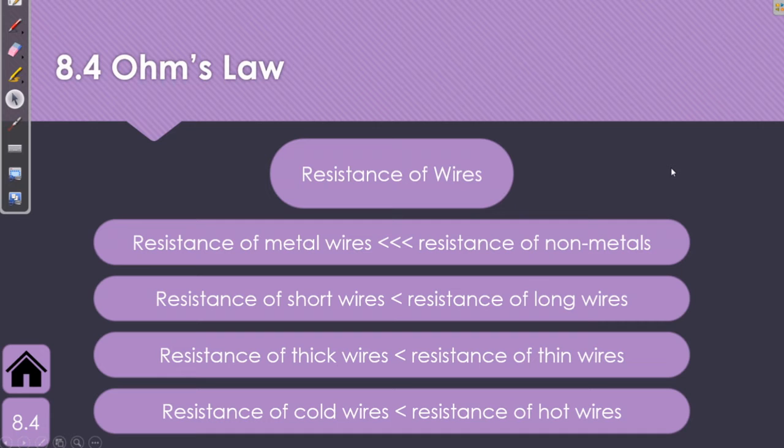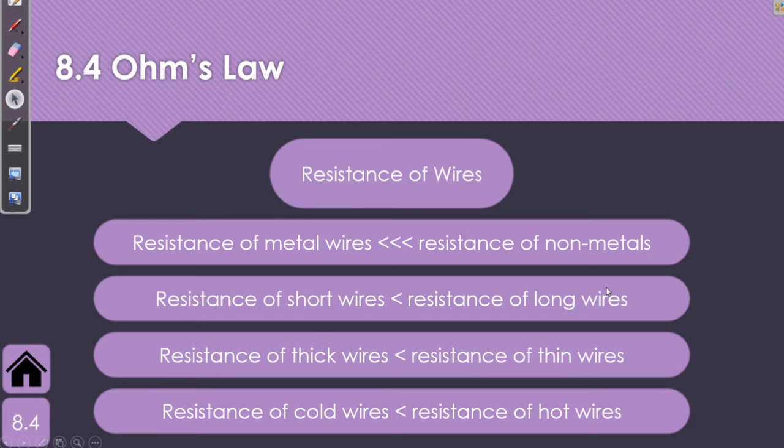Let's talk about the resistance of different wires, since we're going to be moving into talking about circuits, so we will be discussing wires a whole lot. Obviously, the resistance of a metal wire is going to be much, much less than the resistance of non-metal materials. That's why we don't make wires out of things like plastic or rubber. The wires may have plastic or rubber coatings to prevent electricity from flowing where we don't want it to go, but the core of the wire is always going to be a metal because we want the wire to have very low resistance. A short wire is going to have less resistance than a long wire.